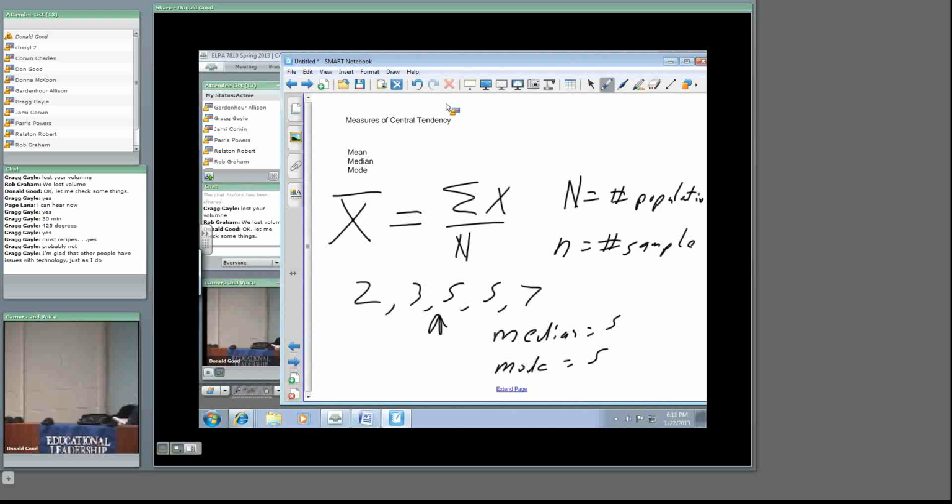So what if, let's say I had another number. What if I had a 1 here. Now what's the median? It's between 3 and 4. So halfway, I'm sorry, between 3 and 5. Halfway between 3 and 5 would give us a new median of 4. The mode is still 5.